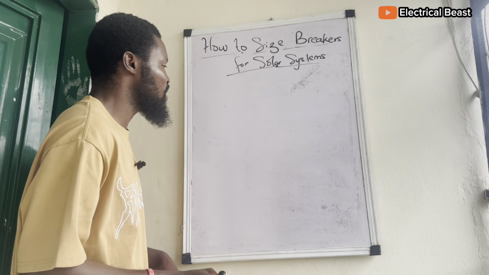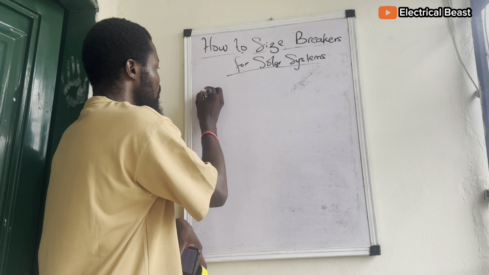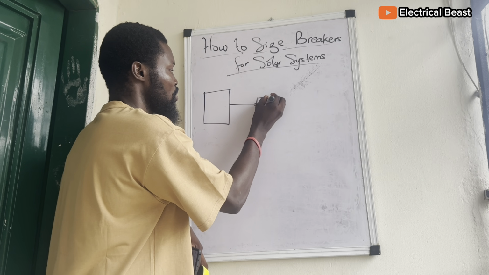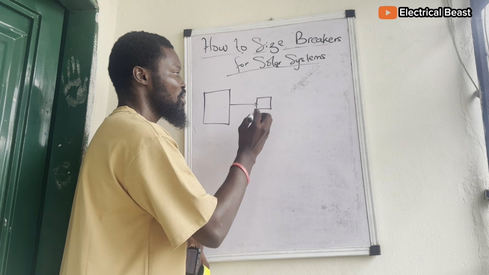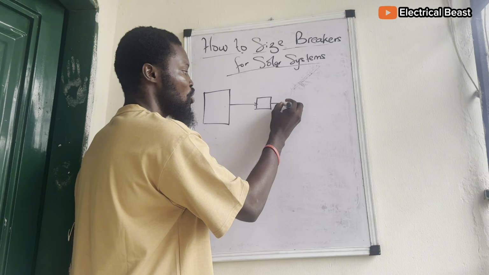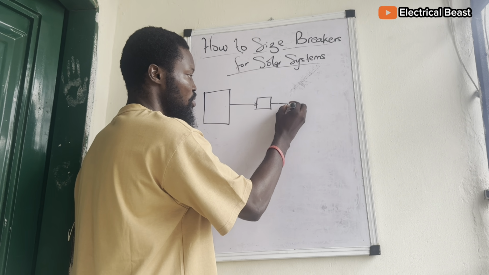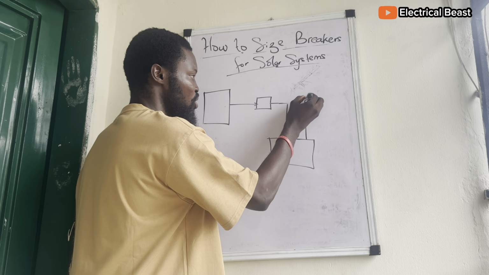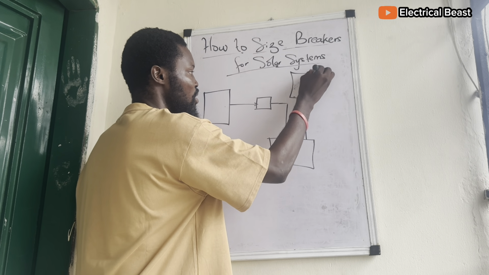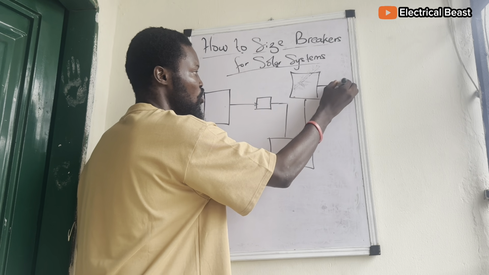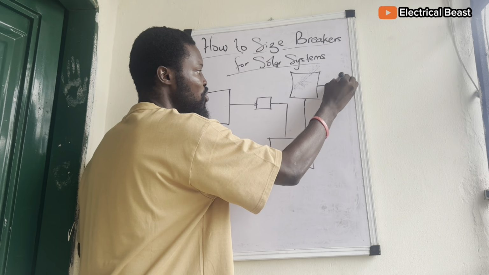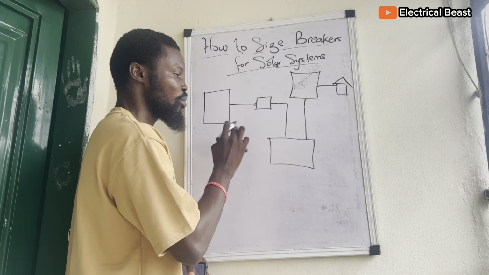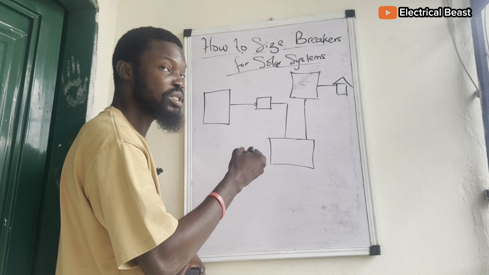For a full solar system setup, we have the panels right here. Then from the panels, you have the controller. I'll use a block diagram. Then from the controller to the batteries, then also from the batteries to the inverter, then from the inverter to the building. This is the complete block diagram of a full solar system setup.